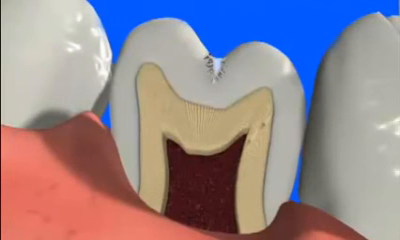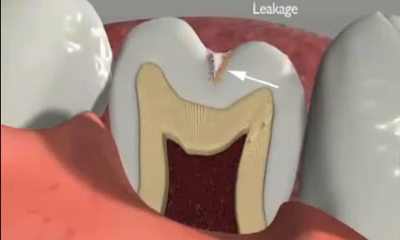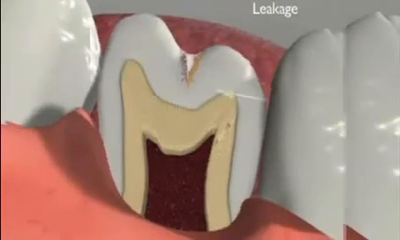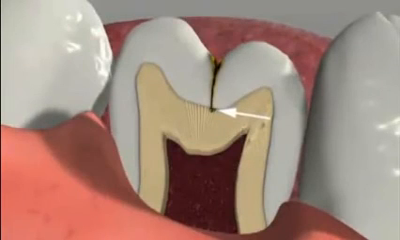fissures. But sealants do have some potential downsides. It is possible for microleakage to occur along the sealant, especially if moisture is present when the sealant is placed. If leakage does occur, it may be difficult to detect until a large cavity develops beneath the sealant.